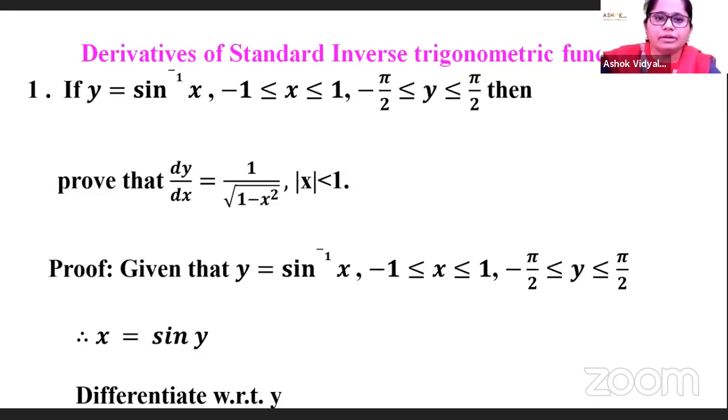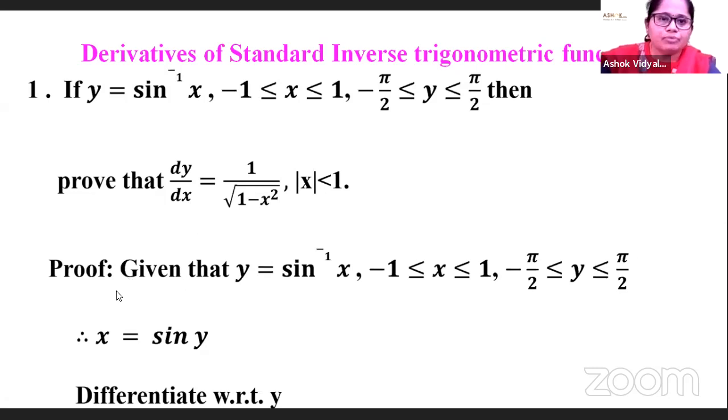In inverse trigonometric functions, the first result is: if y is equal to sine inverse x, the condition for x is that x lies in the closed interval -1 to 1 and y lies in the closed interval -pi/2 to pi/2. Then prove that dy by dx is equal to 1 upon under root 1 minus x square, such that mod x is less than 1. This is the derivative of sine inverse x.